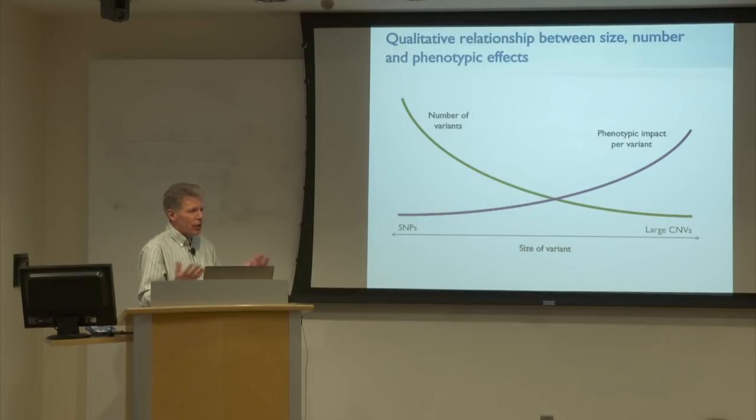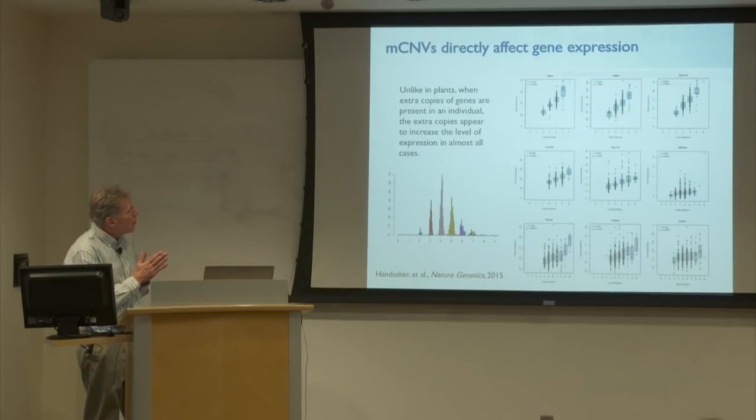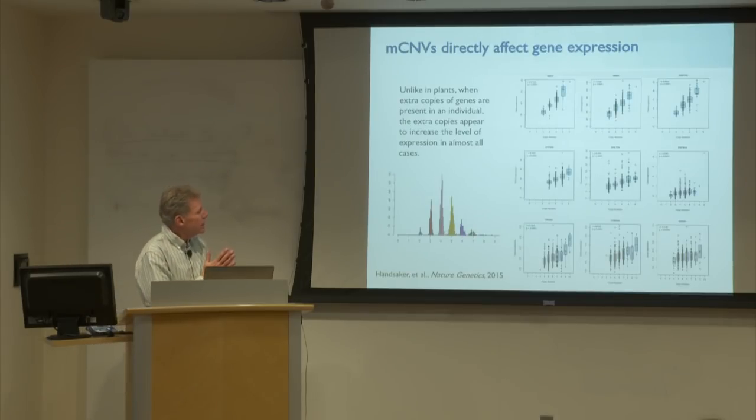So there's a lot of SNPs in the genome, but each SNP, on average, doesn't contribute that much phenotypic variation compared to a large CNV. And I'll show you a couple different examples of this. One is coming back to these multiallelic CNVs. Another thing we did in our study of these was to look at the effect of this on gene expression.